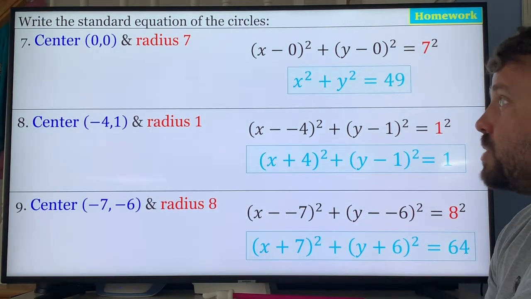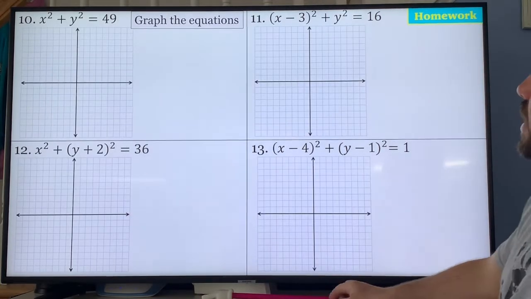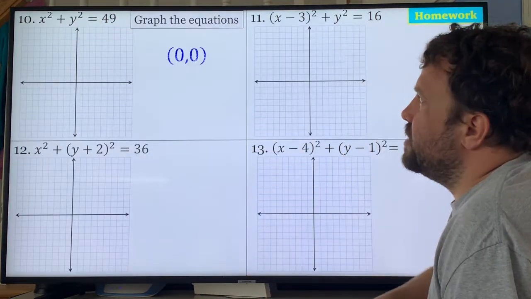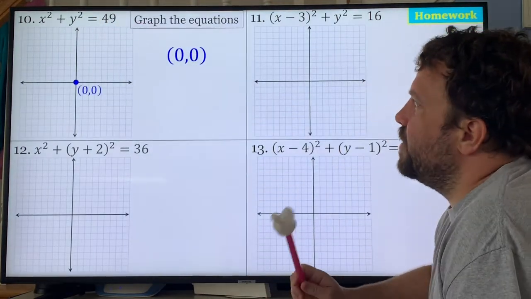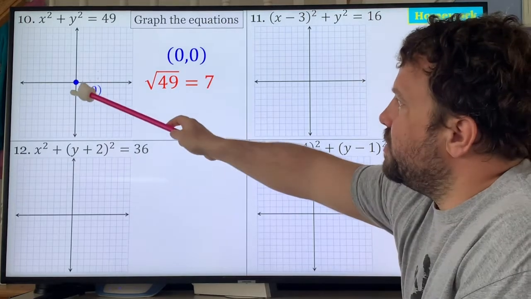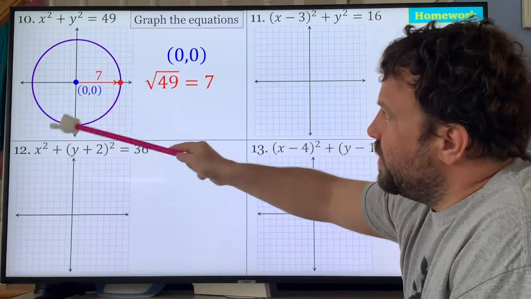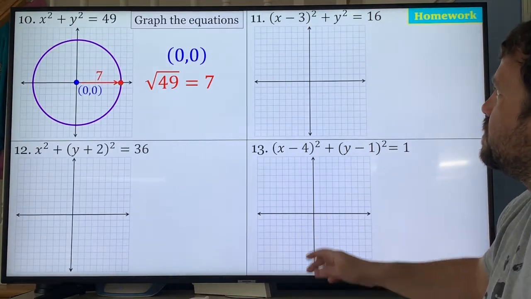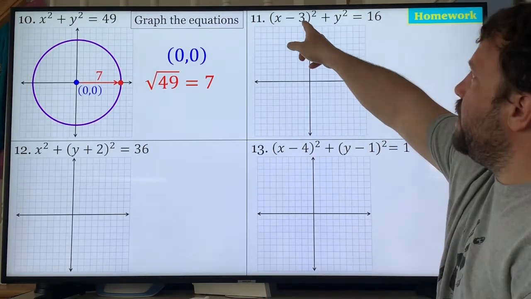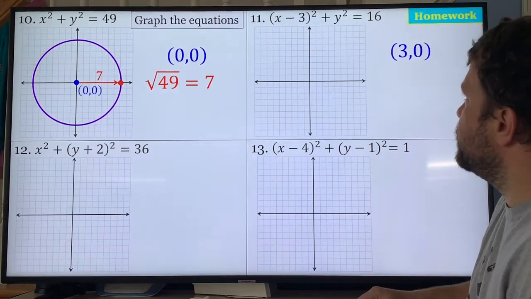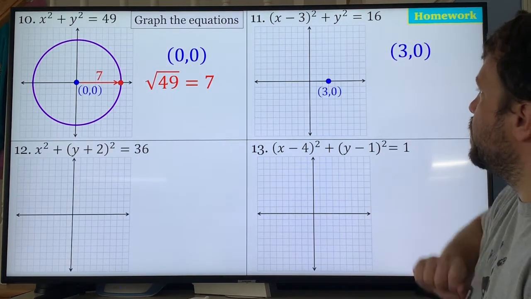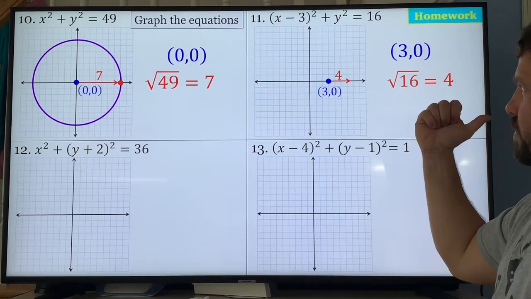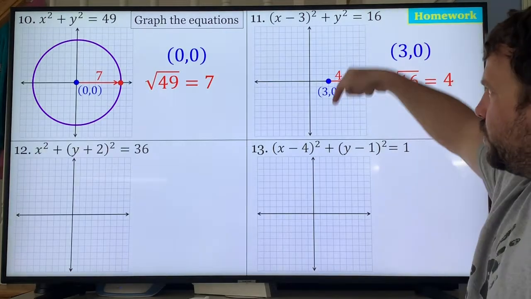Ready for the last four questions? All right. Graph the equation. So if you haven't done so, graph it. Basic equation, center (0, 0). Square root of 49 is indeed 7. So you count 7 to the right, 7 up, 7 left, 7 down, and draw your circle. Next, center (3, 0). Square root of 16 is 4. 4 to the right, 4 up, 4 left, 4 down, circle.